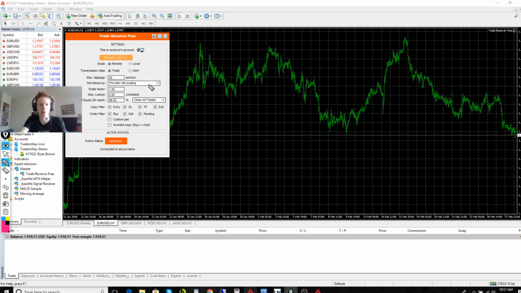All right, so for those of you that are using this software, you can see the set lot size, provider risk scaling, and you want that to be set to provider risk scaling, and this setting here. So scale factor, that means that you're copying my trades one to one, right? And so whatever I'm taking on this $1,000 account, you're going to be also getting it on your $1,000 account.